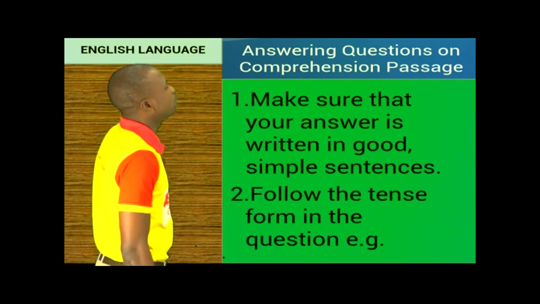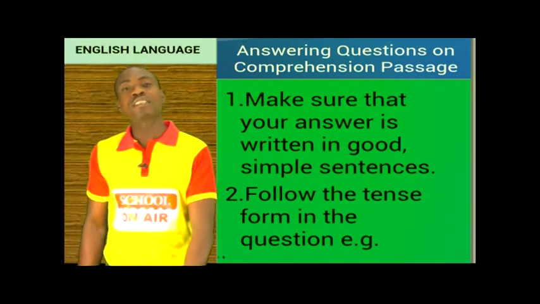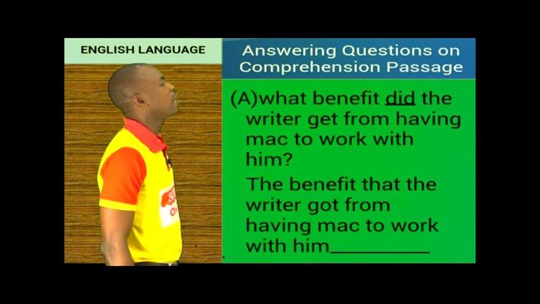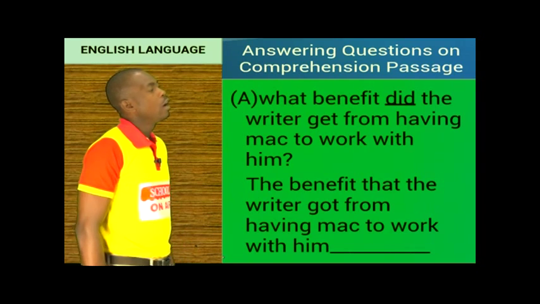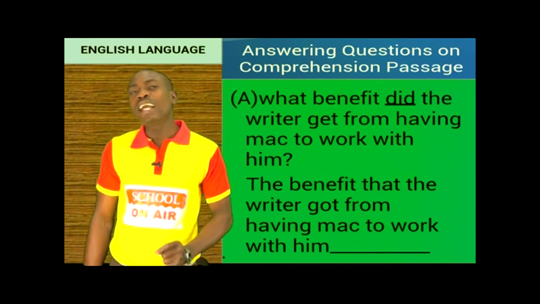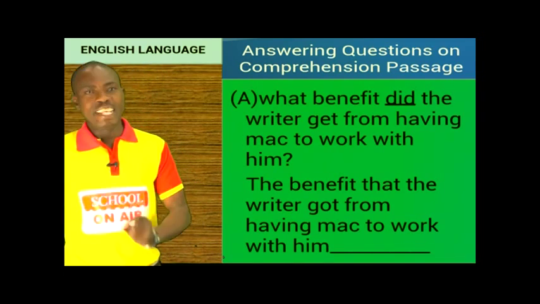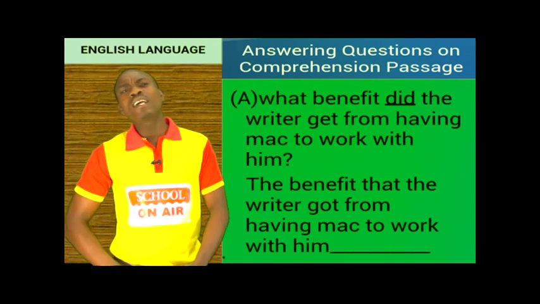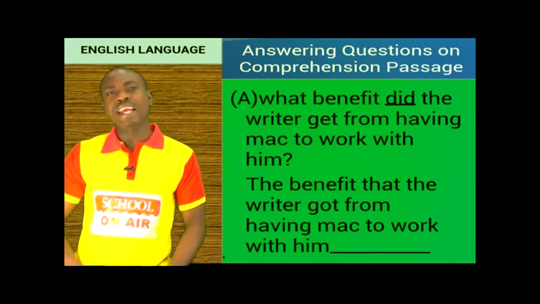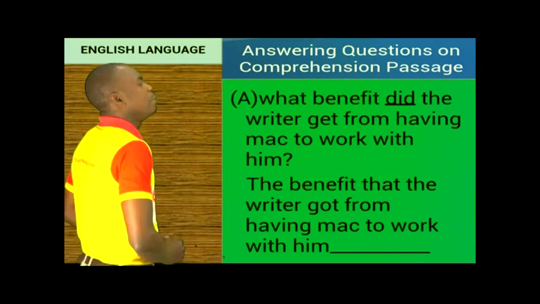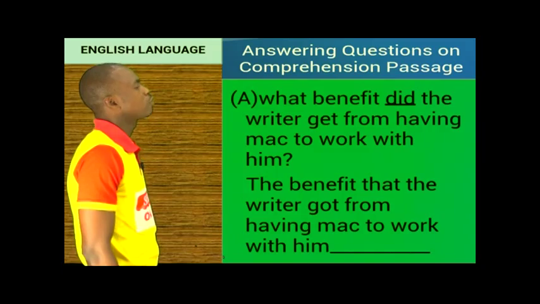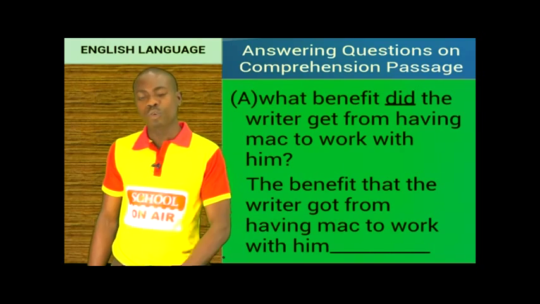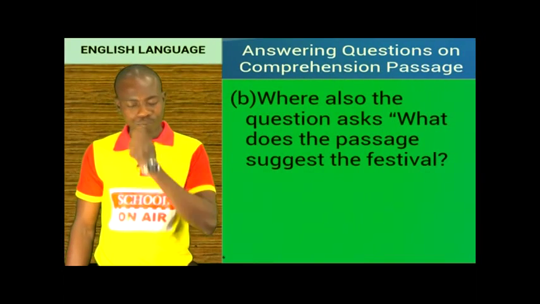Number 2, follow the tense form in the question. If the question says, for example, what benefits did the writer get from having Mark to work for him? The tense form in this question is did, as you can see, as it is underlined on the board. So to answer this, one must flow from past tense. So the answer should be: the benefit that the writer got from having Mark to work for him.